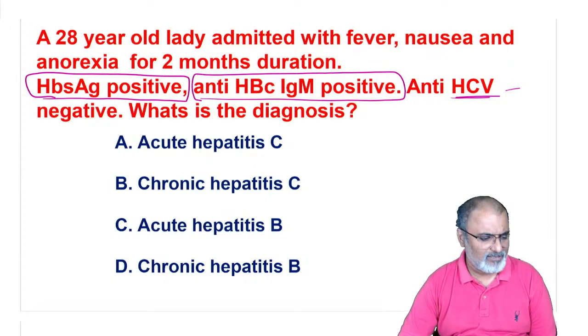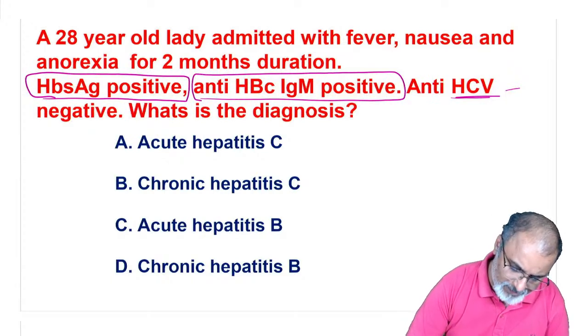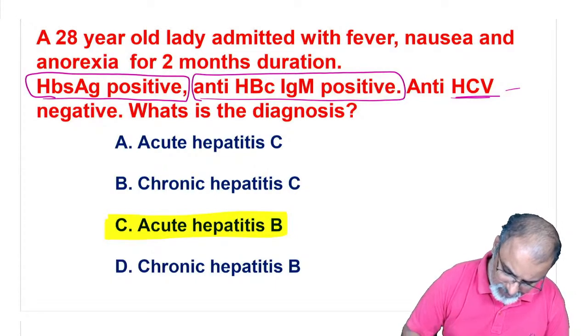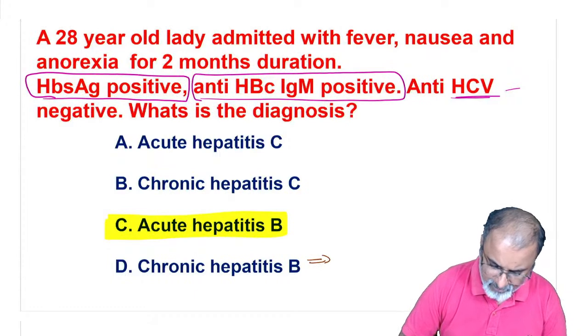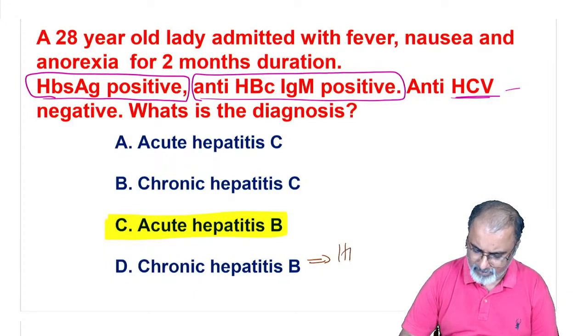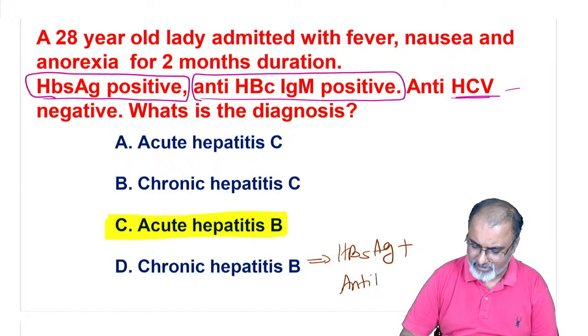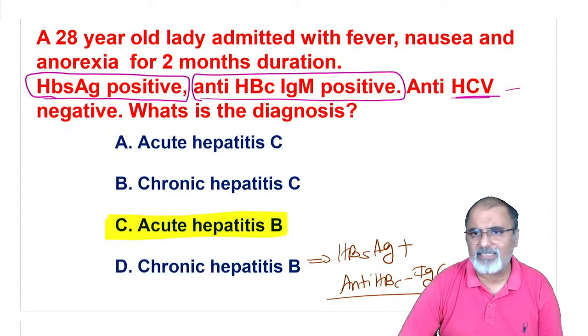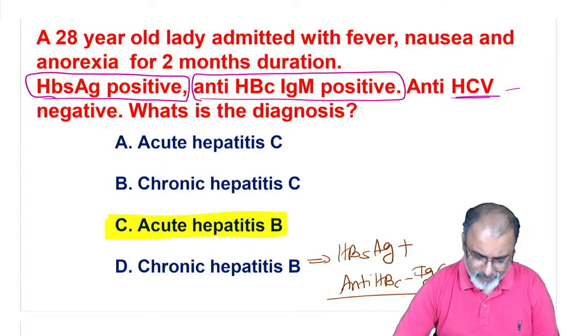It's a direct case. Definitely we have a question on hepatitis. It is acute hepatitis B infection. Because chronic hepatitis B, how does it look? Hepatitis B surface antigen present, plus anti-HBc IgG positive. Then we call it chronic hepatitis B. This is a case of acute hepatitis B. No role of hepatitis C here.